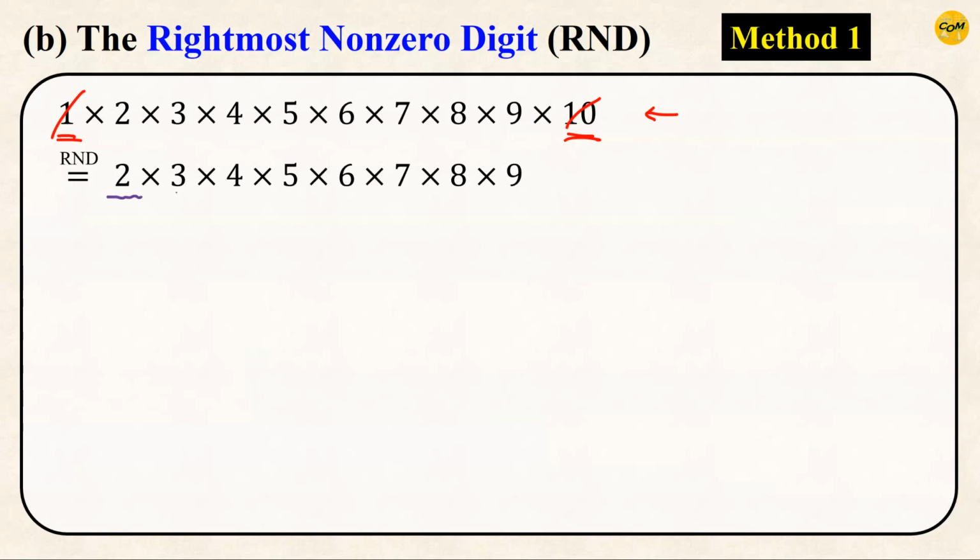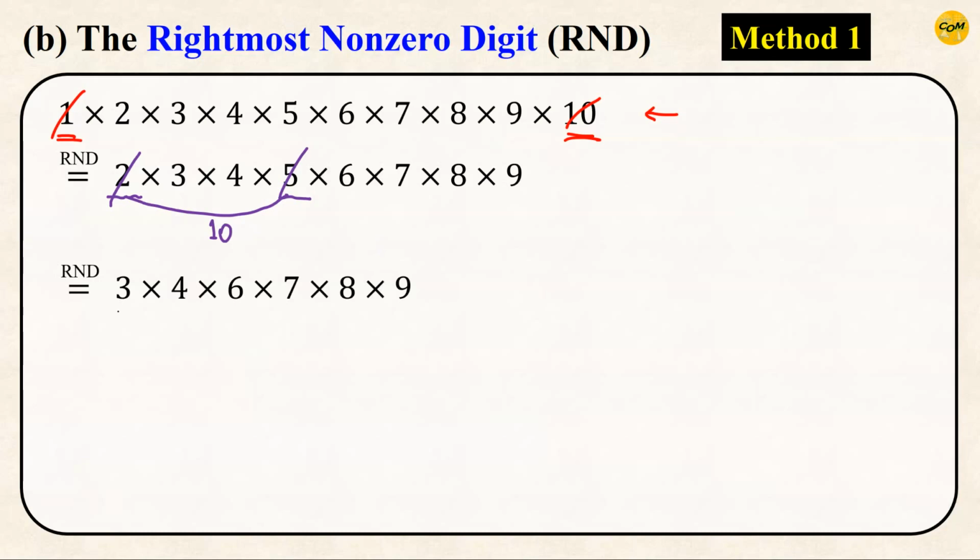Next, we have 2 and 5. Multiplying them gives 10, a number that can be eliminated. So we can eliminate 2 and 5, so this has the same rightmost non-zero digit as 3 times 4 times 6 times 7 times 8 times 9.